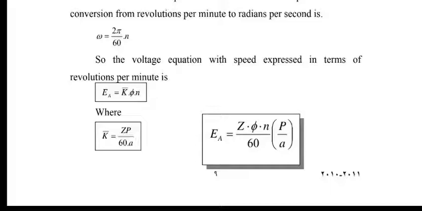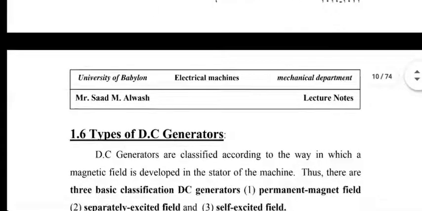His symbols are slightly different from mine. He is using small n, where I was using capital N, and he is using small a, where I was using capital A. But otherwise, the equation is identical. And I am calling the EMF as EB. He is calling it EA. With those minor differences, you see the same equation here.